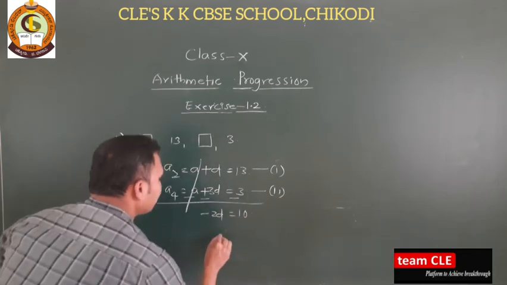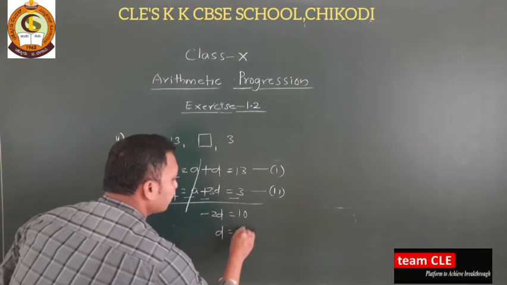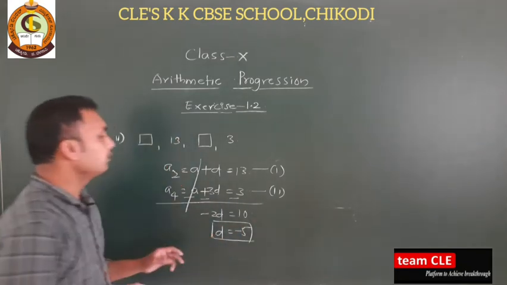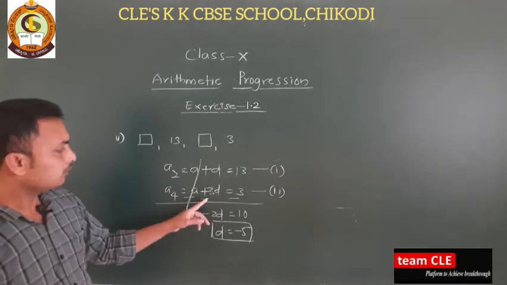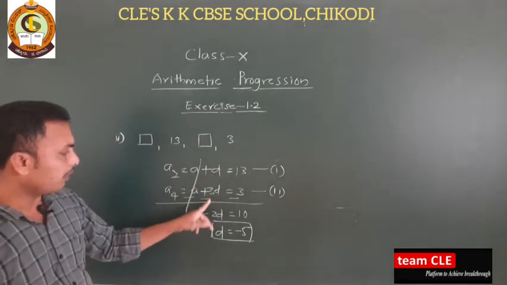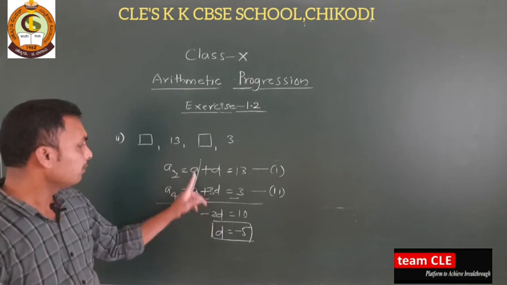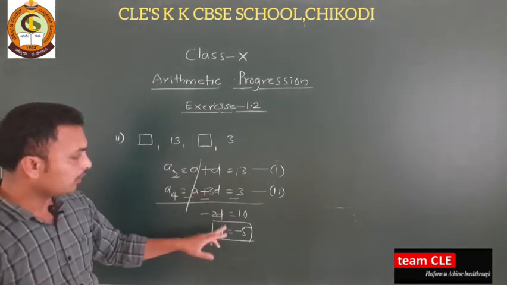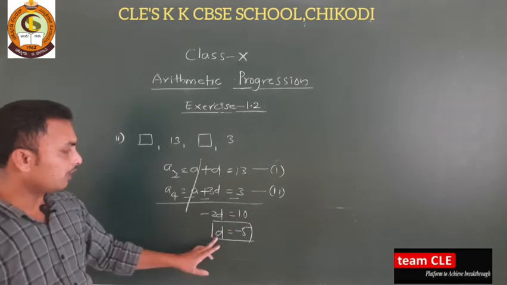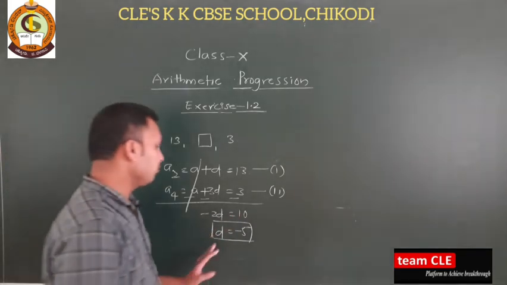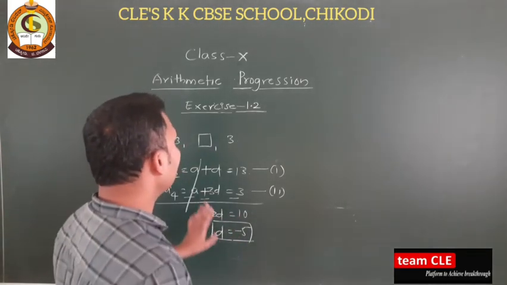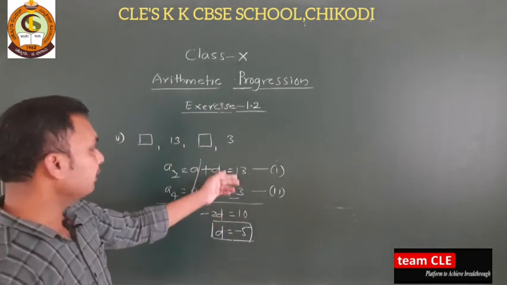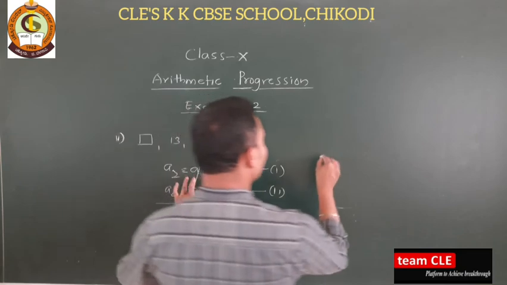So D is equal to minus 5. Here, minus 3D plus D means minus 2D, and minus A plus A get cancelled. On the other side we get a positive 10, and D is equal to minus 5. Once you have D is equal to minus 5, now we need the value of A. How to find it? You can substitute either here or here. So now I'll substitute in equation 1.